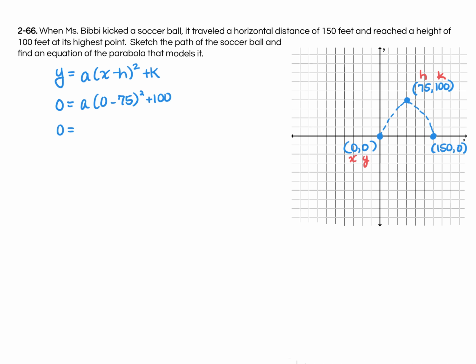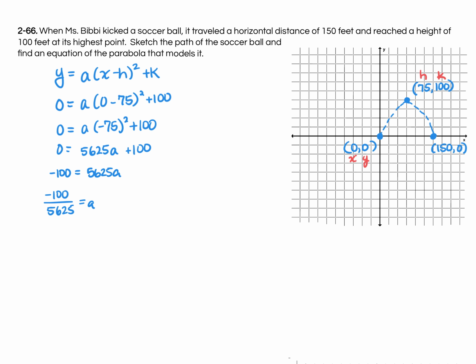Because in order to write my equation, I've got to know what A is. I need to know what my stretch factor is. Now you've got a little bit of math to do. Negative 75 squared is 5,625. So now we can solve for A. So let's go ahead and subtract 100 and divide by 5625. Now that's an okay answer, but I would like it to be in simplified fraction form. So I would go ahead and type it into your calculator.